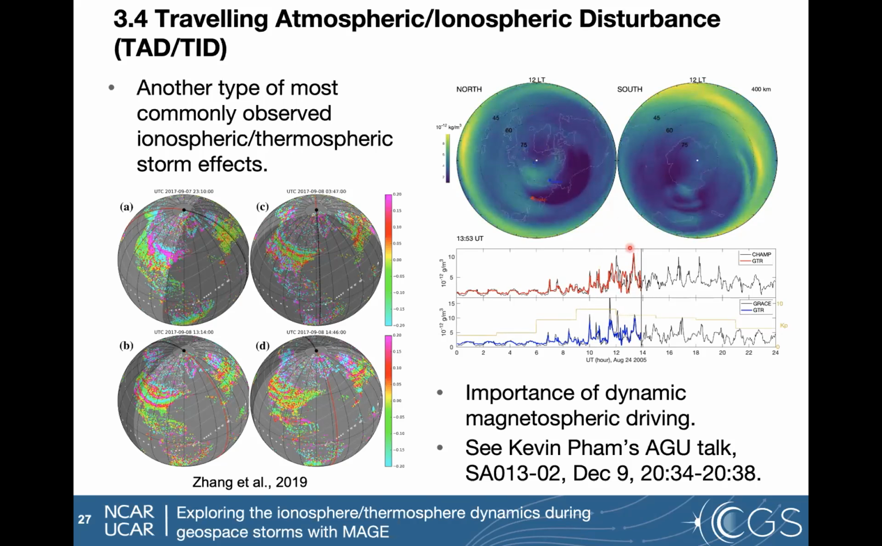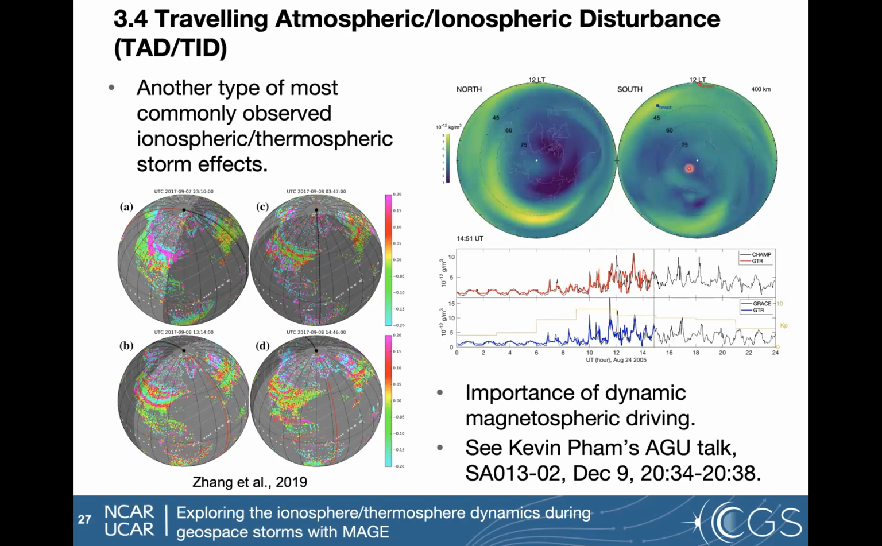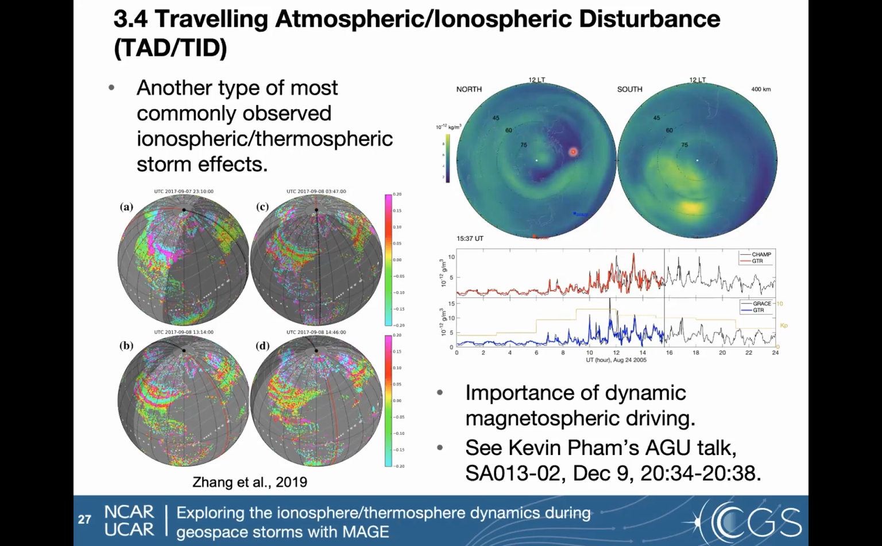And here you can see the TIDs propagate, and they can even propagate to the other hemisphere. So this is the northern hemisphere and the southern hemisphere. Notice the color bar is flexible, just to best show the wave fronts.